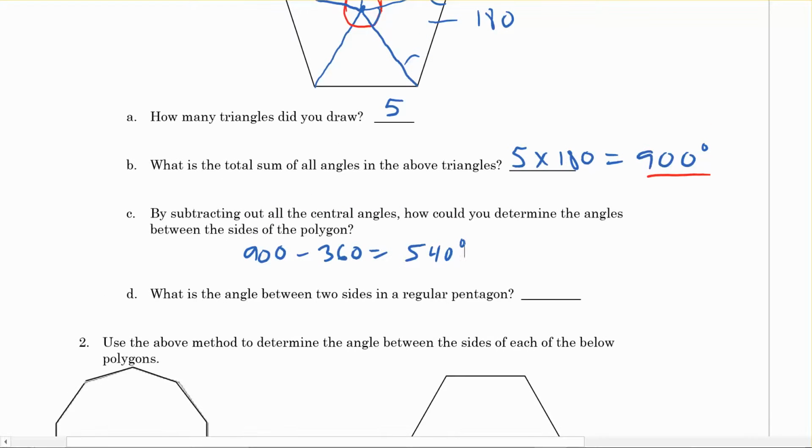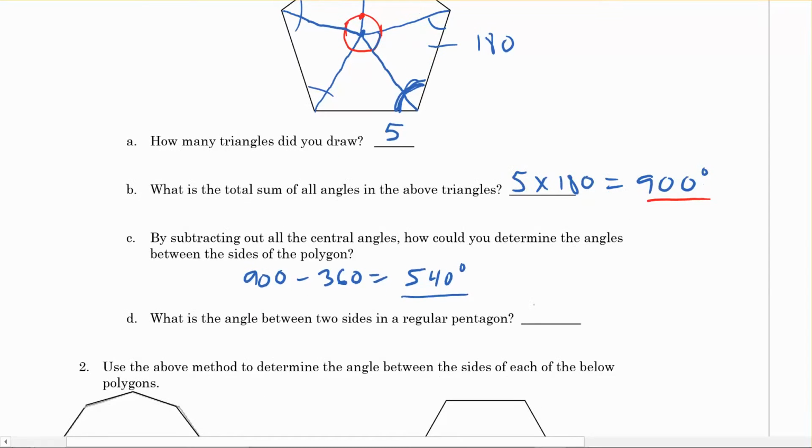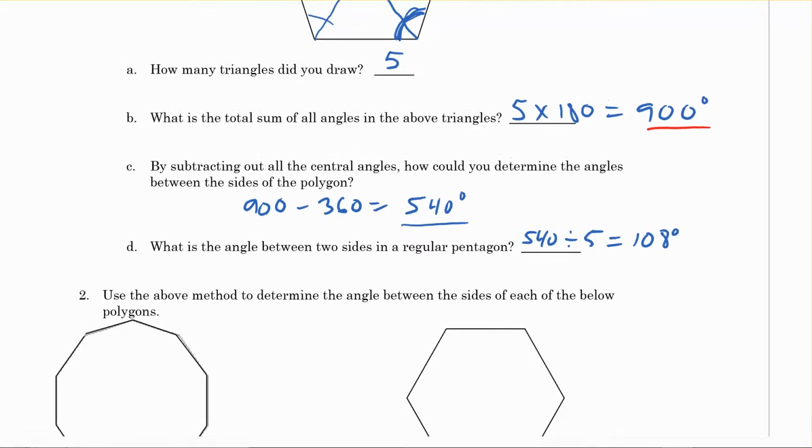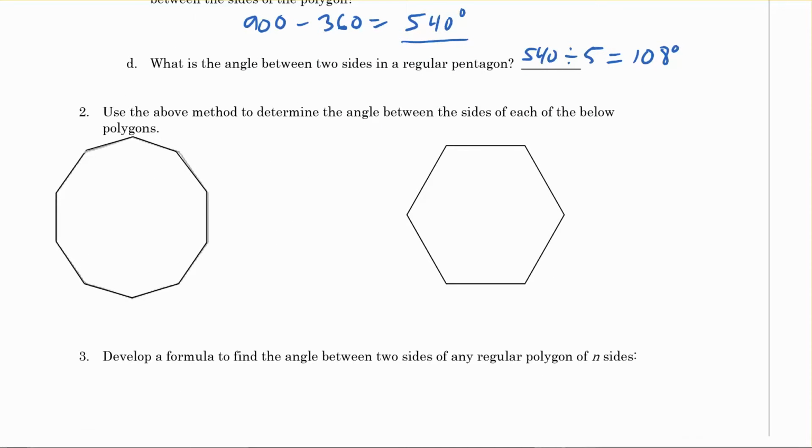Okay, what is the angle between two sides in a regular pentagon? Well, let's just keep up with our logic here. So I know now that 540 degrees is the sum of all the angles around the outside. So like that angle, that angle, that angle, and that angle, right? All together is 540. Well, I don't want all the way around the outside. I just want one of these things. So there's 5 of them, so I just need to go 540 divided by 5, because there's 5 sides, which is 108 degrees. Okay, so this is generally the method that we're going to use, but we're going to turn this into a formula in a minute. But for now, we're just going to use the same idea.